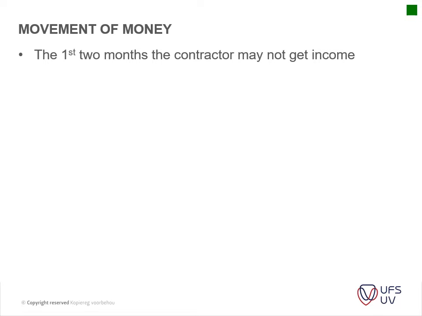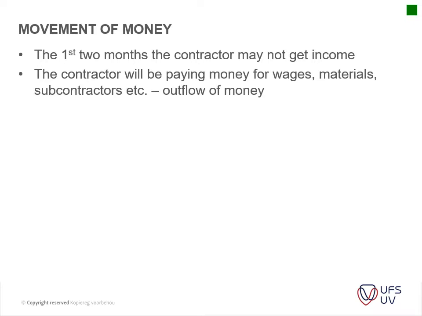Okay, the movement of money: in the first 2 months the contractor may not get an income. The contractor will be paying money for wages, materials, and subcontractors. Okay, so this is just a theory of what I've just explained. Some income is generated with income.